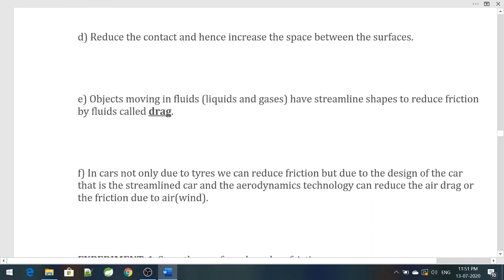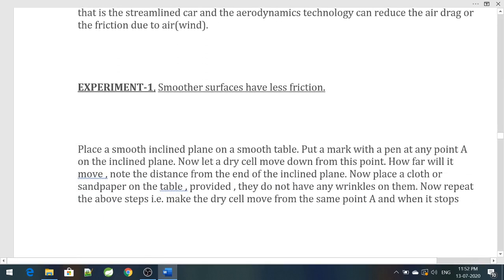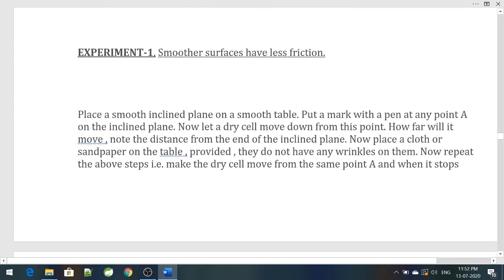Objects moving in fluid, that is liquids and gases, a combination of liquids and gases called fluid. Objects moving in fluids have streamlined shapes to reduce friction by fluids called drag. In cars, not only due to tires can we reduce friction, but due to the design of the car, that is the streamlined car, and aerodynamics technology can reduce the air drag or the friction due to air or wind.